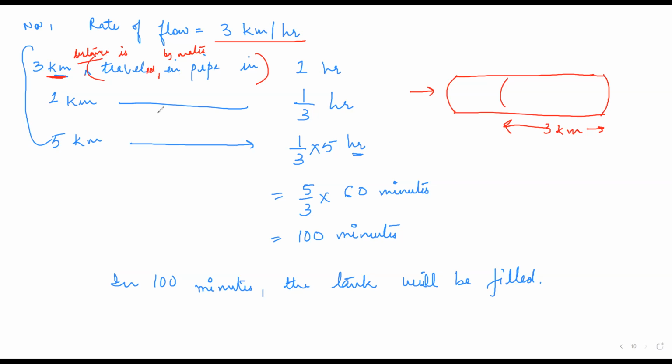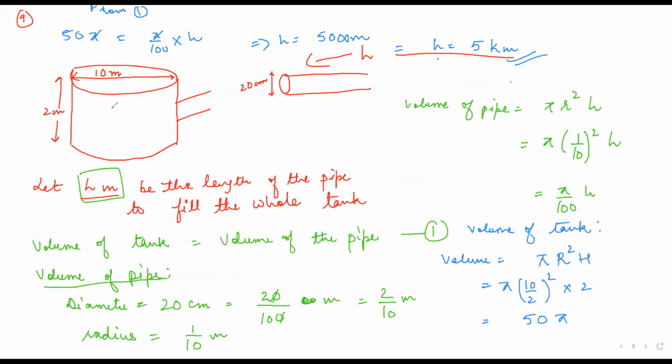So 1 kilometer, but why are we using 5 kilometer? Because the rate was like in 1 hour, it was covering 3 kilometer, right? But my length of pipe is 5 kilometer because I want to fill a certain volume. So for filling up this much volume, the length of pipe which is required is actually 5 kilometer, right?